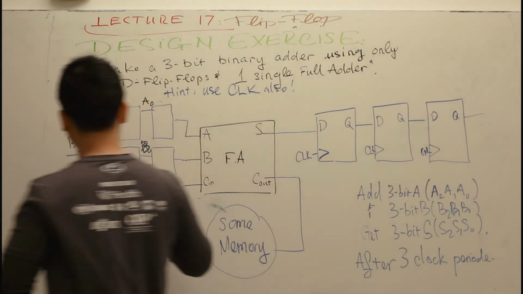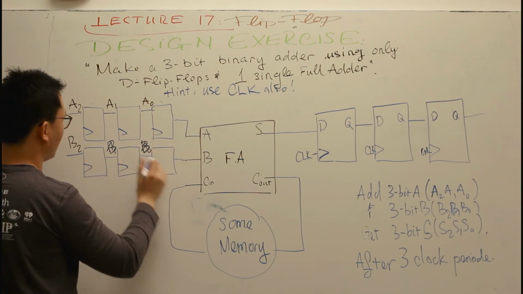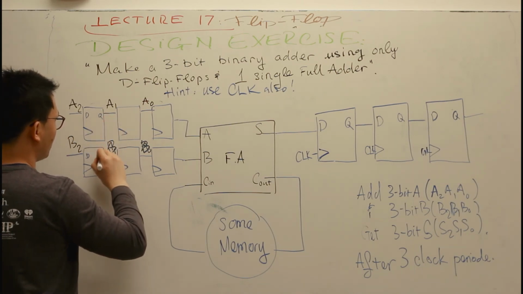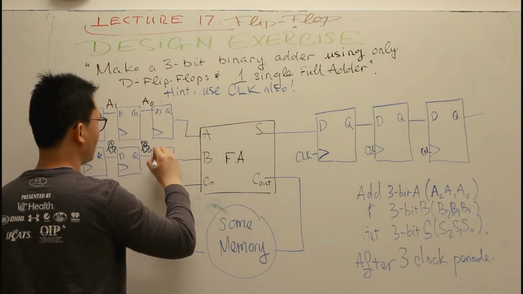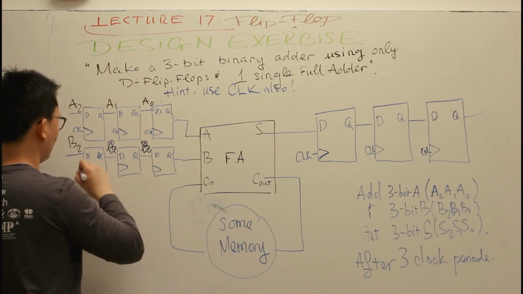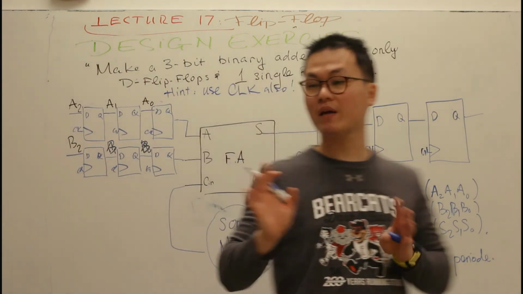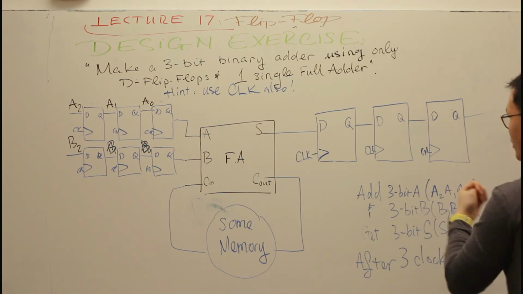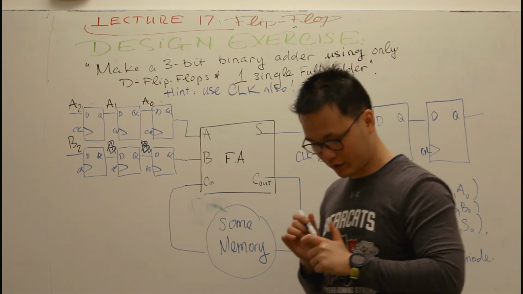Similarly over here, I will just note it like this: D, Q, and clock for each block. So now I have a platform to store my input, put my input through the adder, and collect my output. I will show you how it works later.